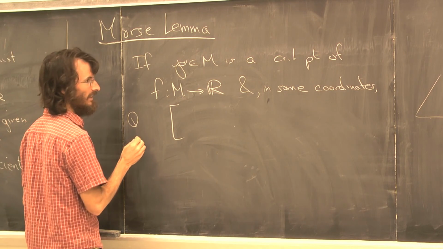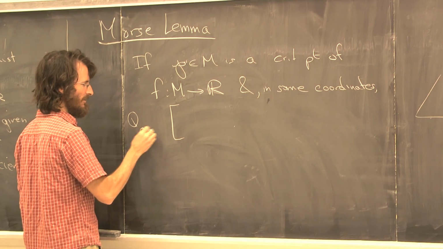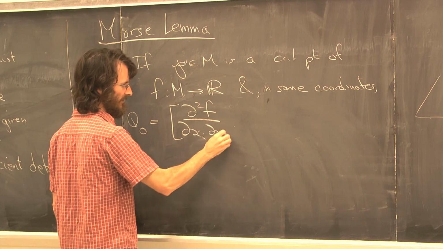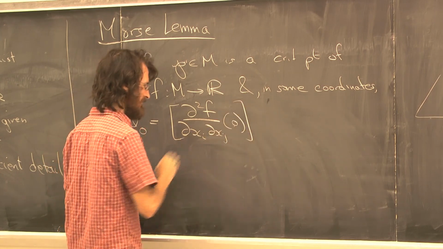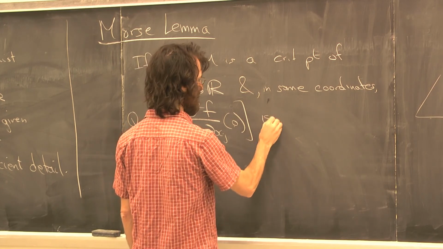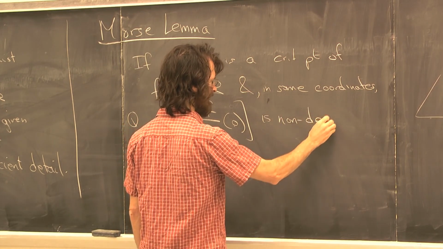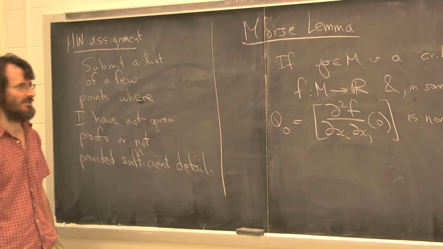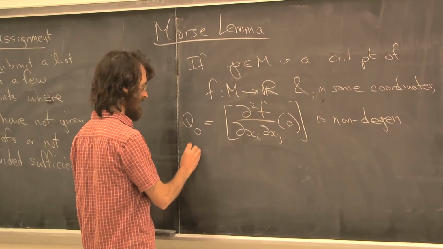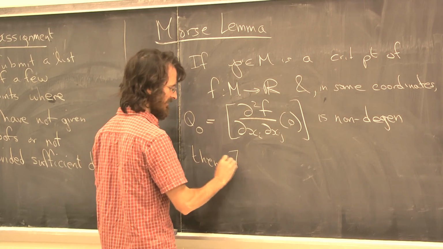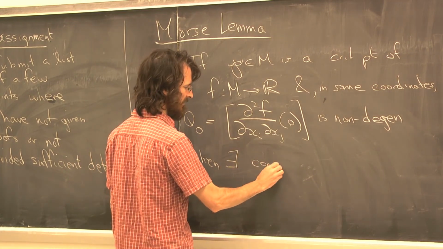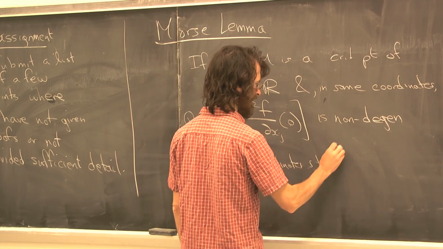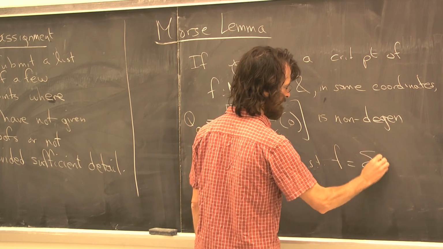So Q sub 0, which is the matrix of second partial derivatives of f at 0. If that matrix is non-degenerate, so think of it as a symmetric bilinear form, meaning the determinant is nonzero, then there exist some other coordinates with respect to which f equals a sum of plus or minus x squares.